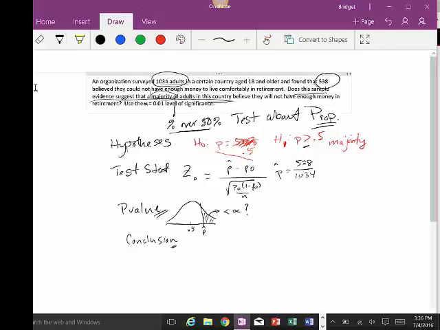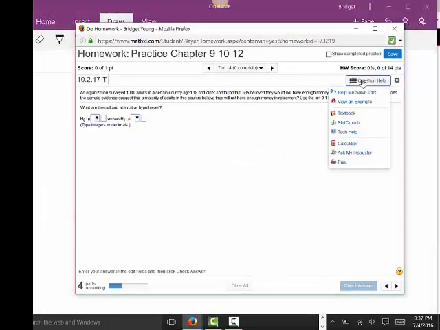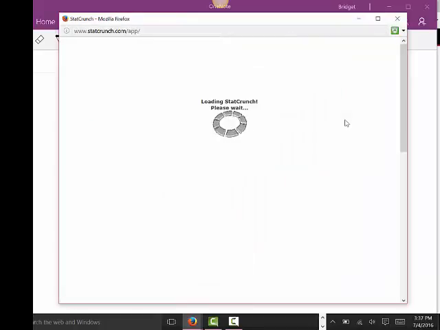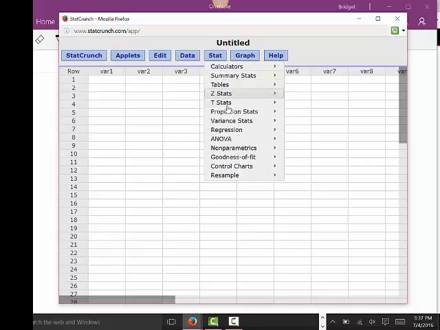I'm going to go ahead, and you can get to StatCrunch directly through your exercises in MyStatLab. So I'm going to go back to my StatLab, and in the question help I can go directly to StatCrunch, and it should open a blank spreadsheet here, and I go to Stat, Proportion Stats.